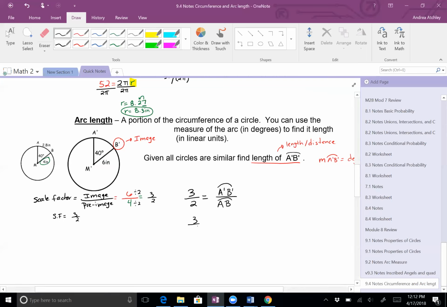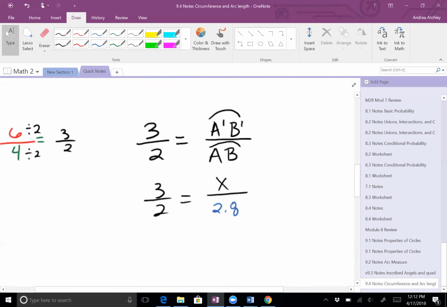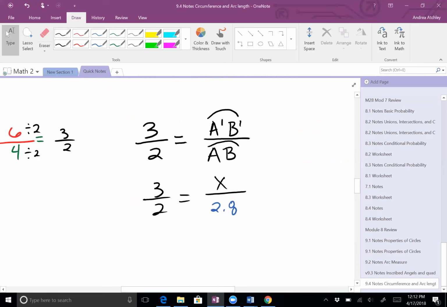So I have 3 over 2 is going to equal, since I don't know, that's what I'm looking for. I'm looking for the length of arc A prime B prime. So that's my X over, and I was given the arc length of AB. So I plug that in, 2.8. Any questions over that? And then you just solve the proportion.